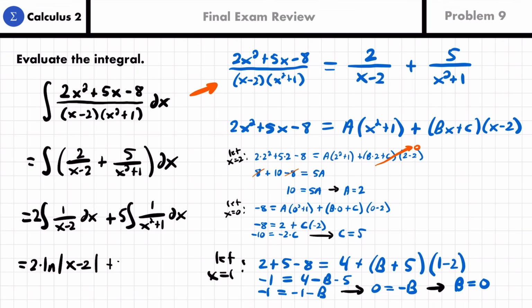And then you'll add that to 5 times the integral of 1 divided by x squared plus 1, which looks complicated at first, but this actually lines up perfectly with an integration rule that you learn in Calculus 1.